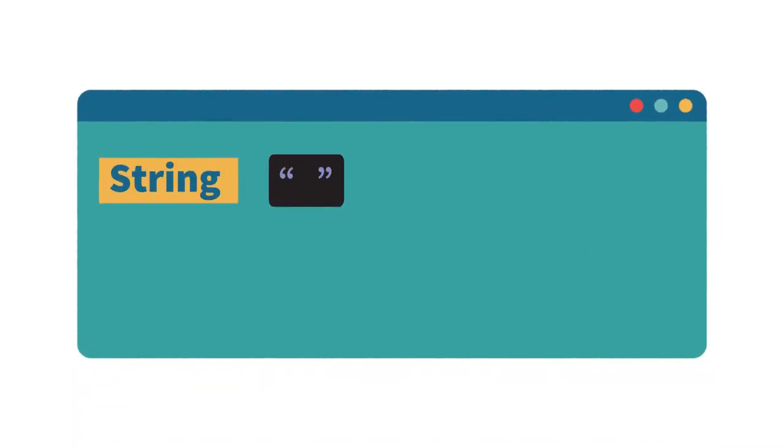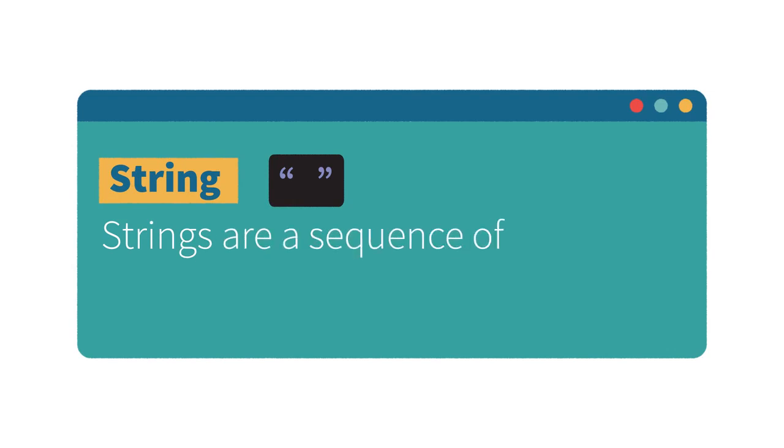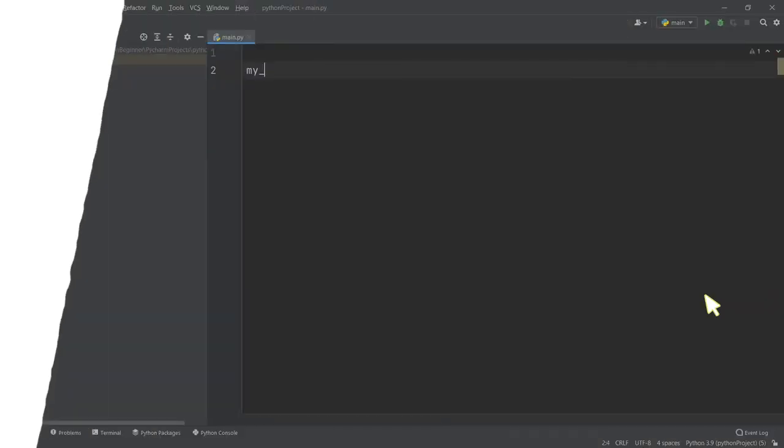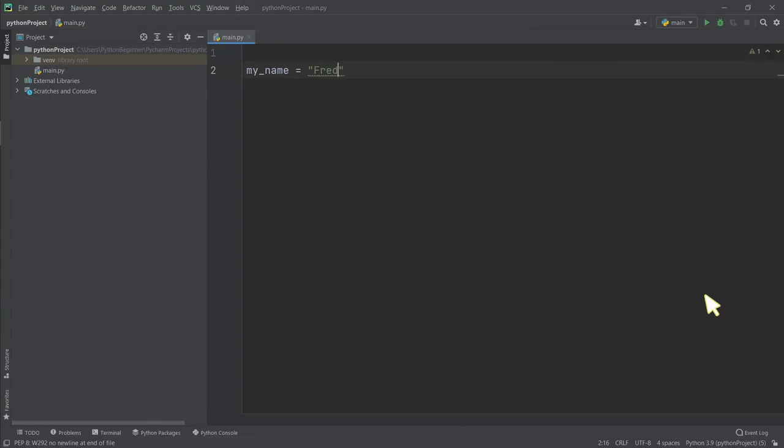So the first data type we'll be talking about is the string. Strings are a sequence of characters, such as a word, phrase, or sentence. It's basically plain text. We need to use quotation marks when we're dealing with strings. This would print Fred and potato chips on our console.